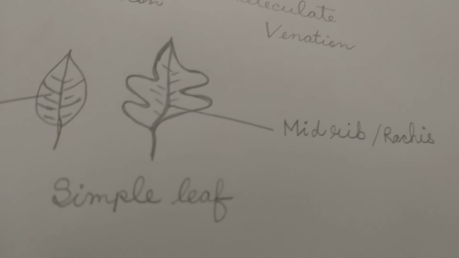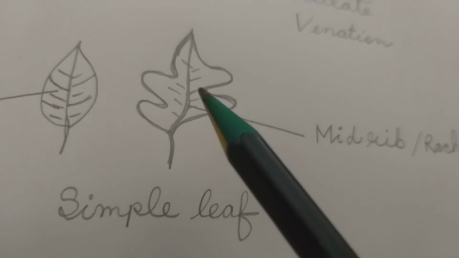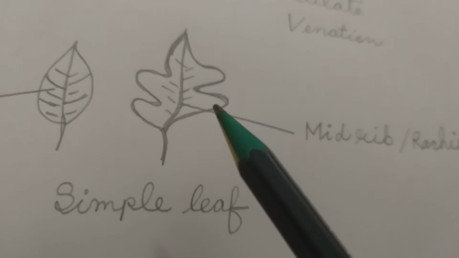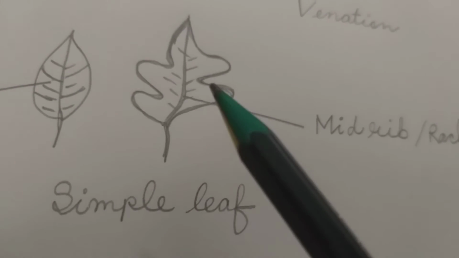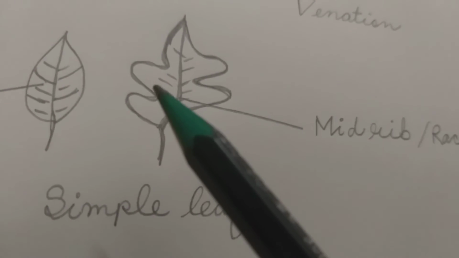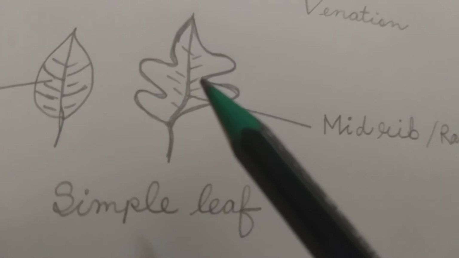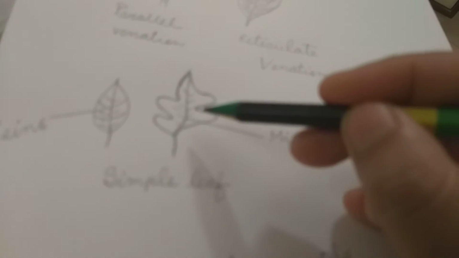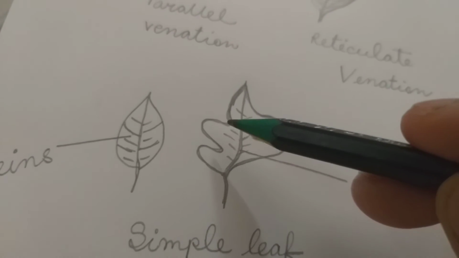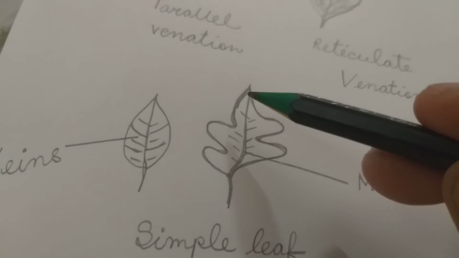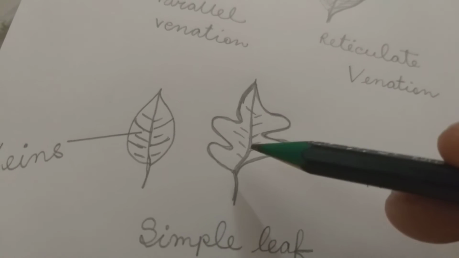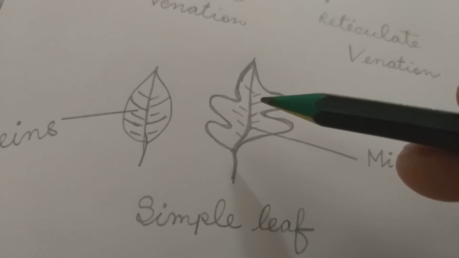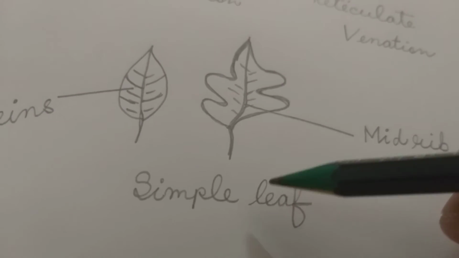You can see the incisions. The leaf is incised, but the leaf is not completely cut into segments. The surface of the leaf is incised, but the incisions do not touch the midrib. The incisions do not reach the midrib or rachis. So this kind of leaf is called simple leaf.